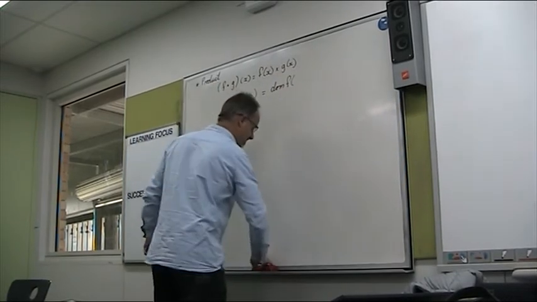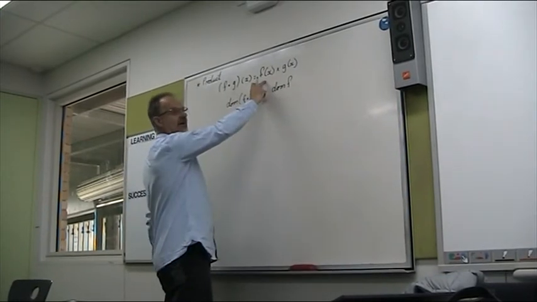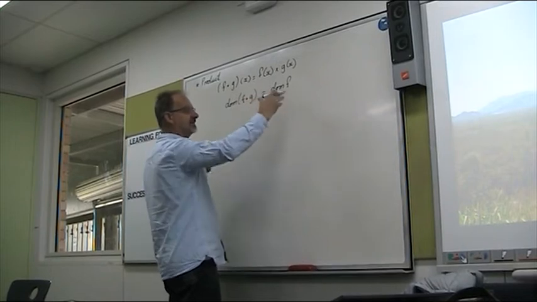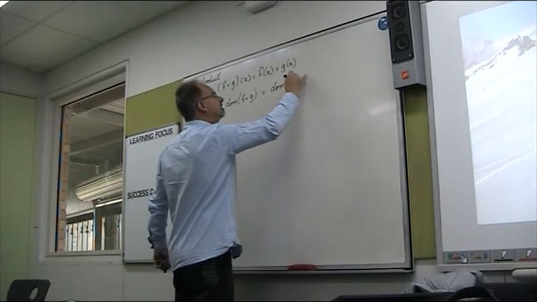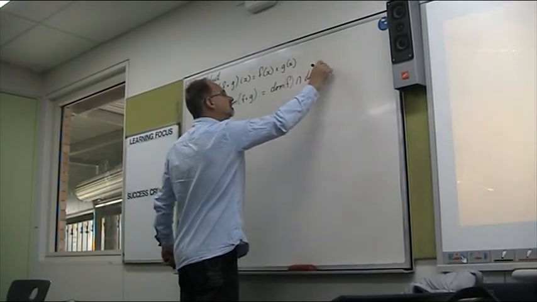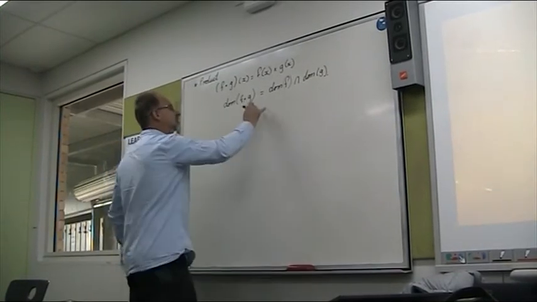The product's the same. Again, you've got to have an f value and a g value to be able to multiply together, because if something doesn't exist at that point, then you haven't got anything to multiply it by. Alright, so I'll do that.